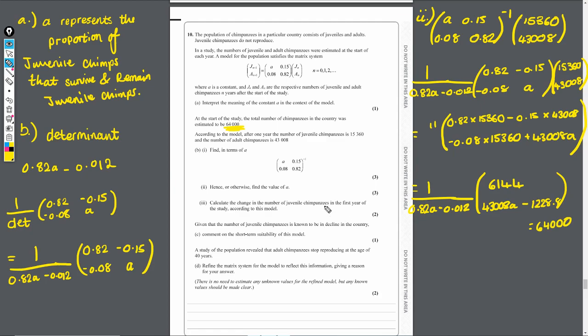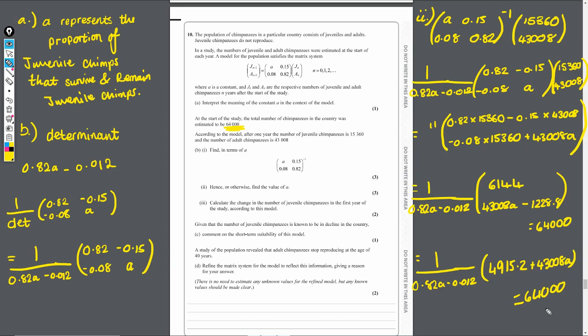We just said that these two added together is the total population, because obviously the juveniles and the adults must be added together to give the total number of chimpanzees. So we can rewrite this again as 1 over 0.82A minus 0.012. This is going to get quite tedious; it is quite a long question. Adding these together, I'm going to get 4,915.2 plus 43,008A. This is equal to 64,000.